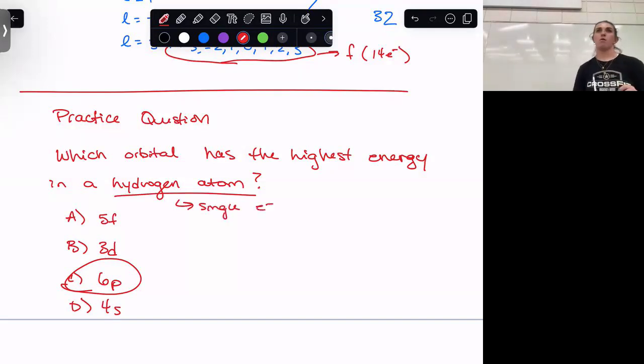Since there's only one electron, we only say the S orbital. So we can always excite the electron by giving it energy, and it can reach the 6p orbital. At the ground state, it'll only be in the s, but at an excited state, it would be the 6p.